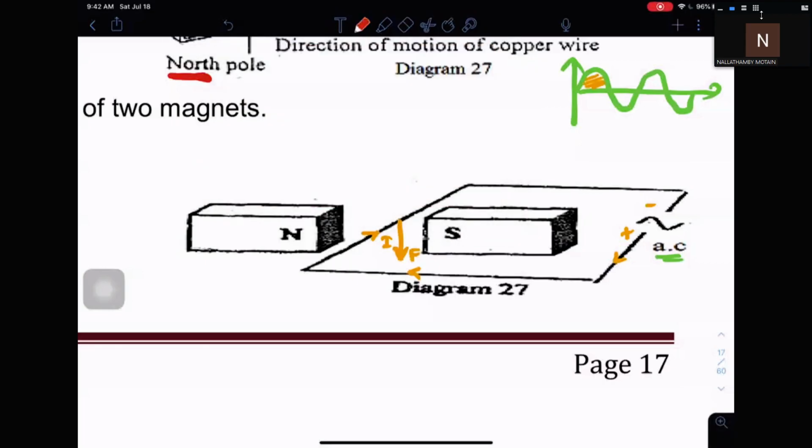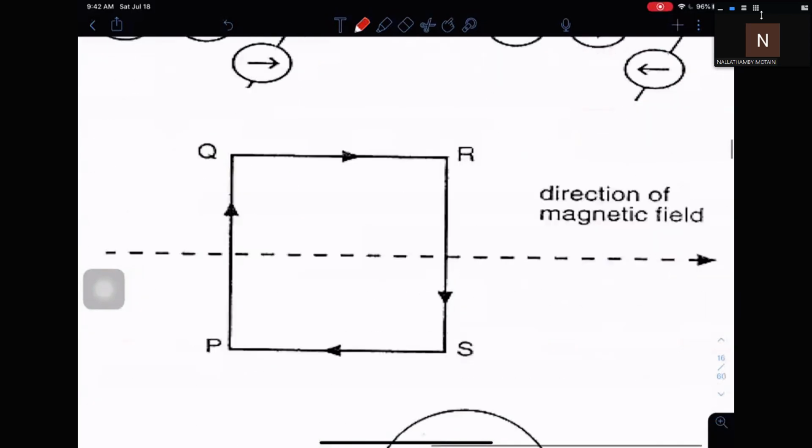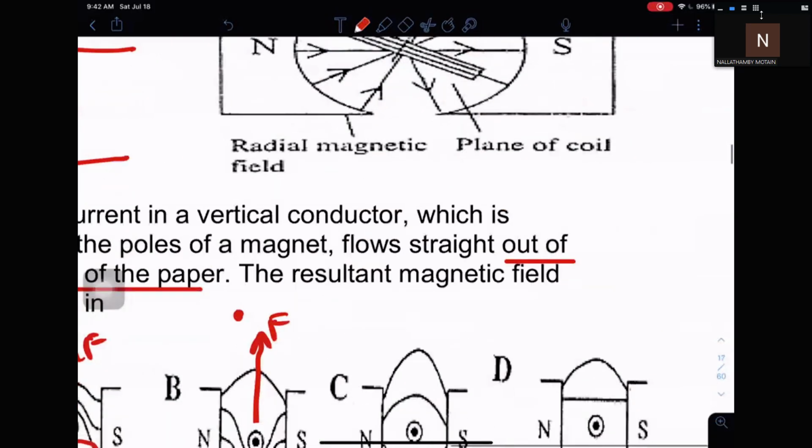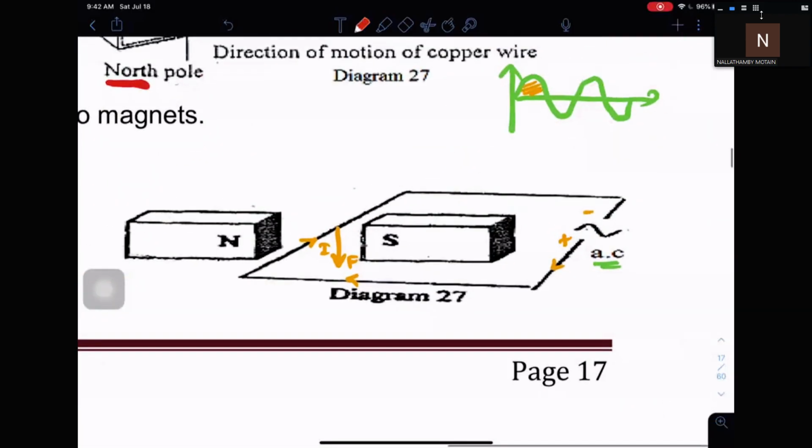But now, let's say for the negative half cycle, the current has already changed its direction, because over here it was positive, and below it is negative. So the current changes: here negative, over here positive. Current flows. Let's check the direction. The force will be upward.